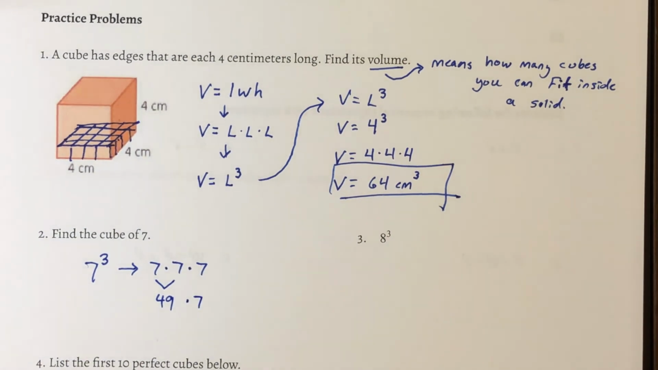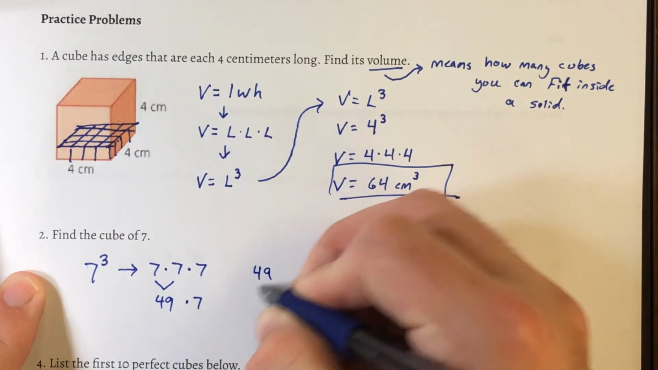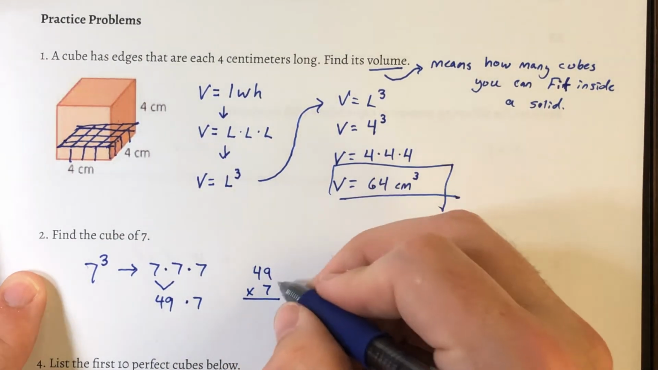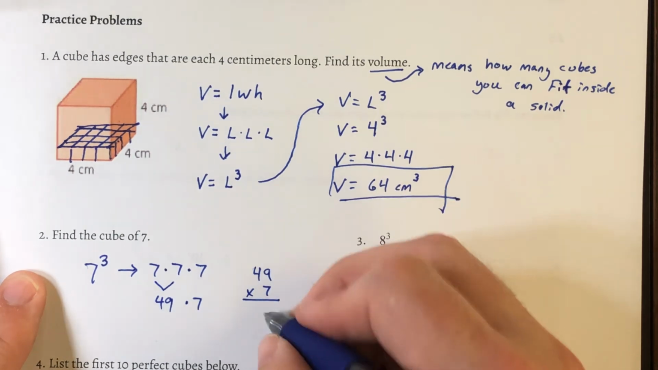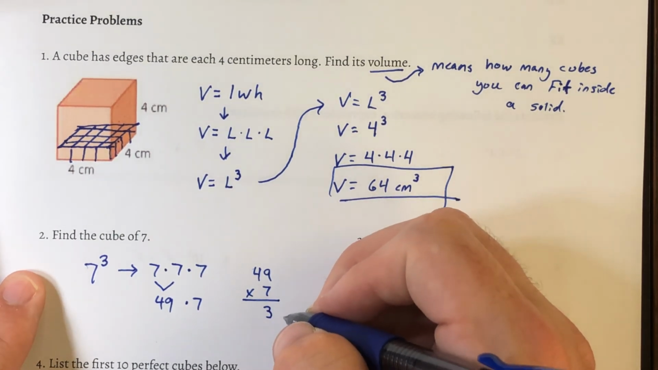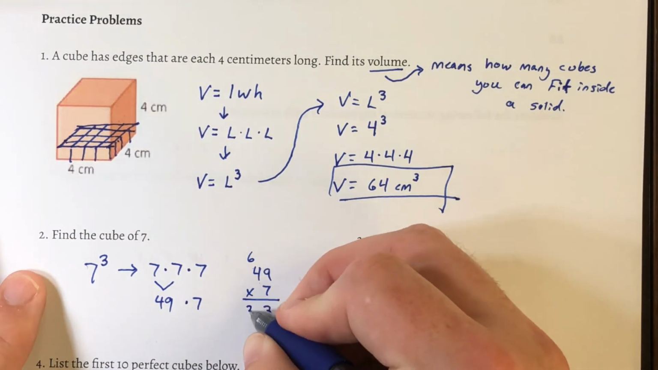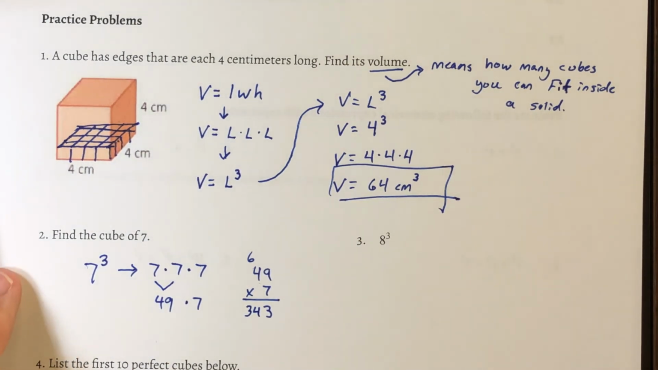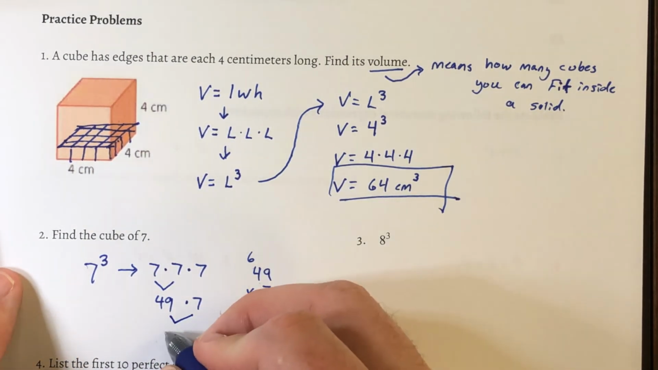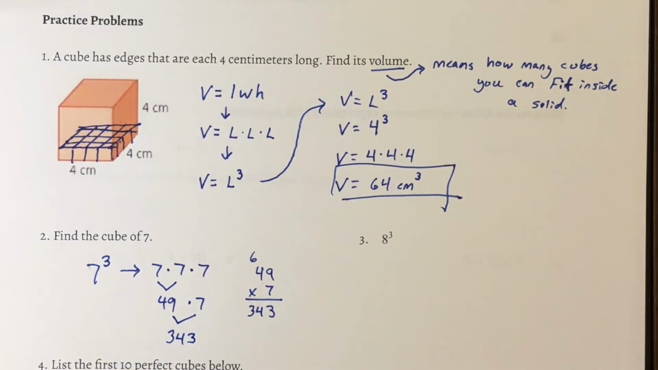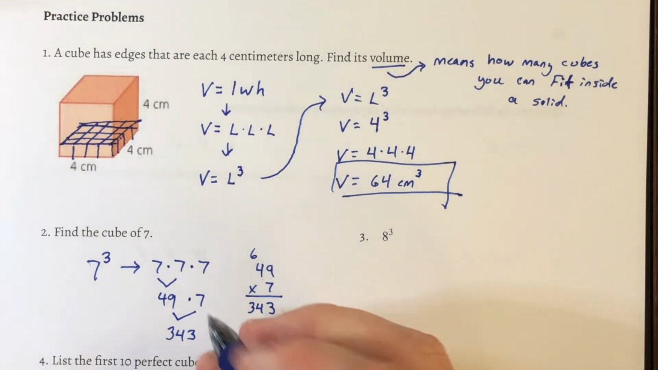And now we need to do 49 times 7. So here we're probably going to need a little bit of extra work. So 49 times 7. 7 times 9 is, lost my head, 63. I knew that. 7 times 4 is 28. We're going to add 6 and get 34. So 343 is what 49 times 7 is. So 7 cubed, or 7 to the power of 3, which means 7 times 7 times 7 is 343.